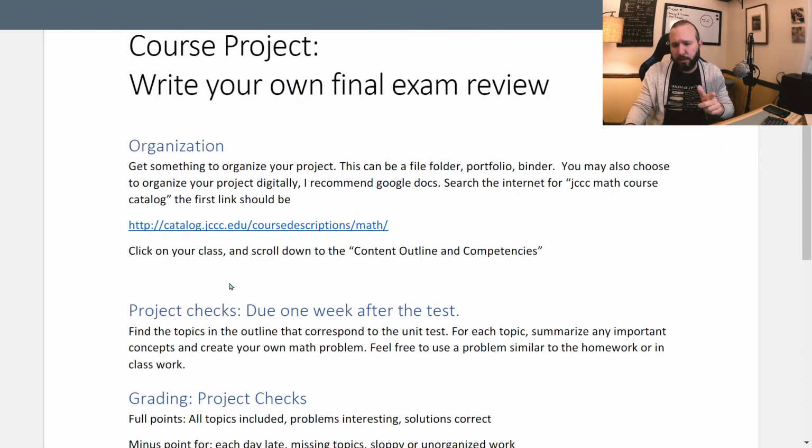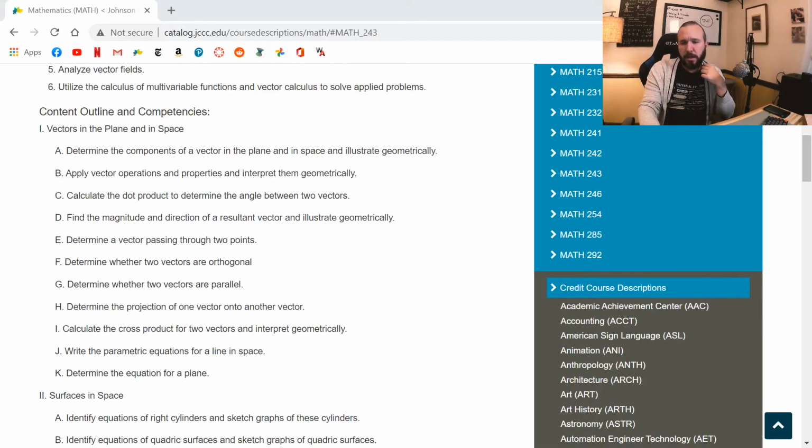So let's go have a look at the course descriptions, and I'll do some examples about what a typical project would look like. Here is the course outline and competencies for Math 243, and let's just have a look at this list of topics, and I think you're going to see some things that are very familiar. This is essentially a list of all of the things that we're going to talk about this semester. So determine the components of a vector, apply vector operations. So you need to go through and read these lists of topics and decide which ones were on the test.